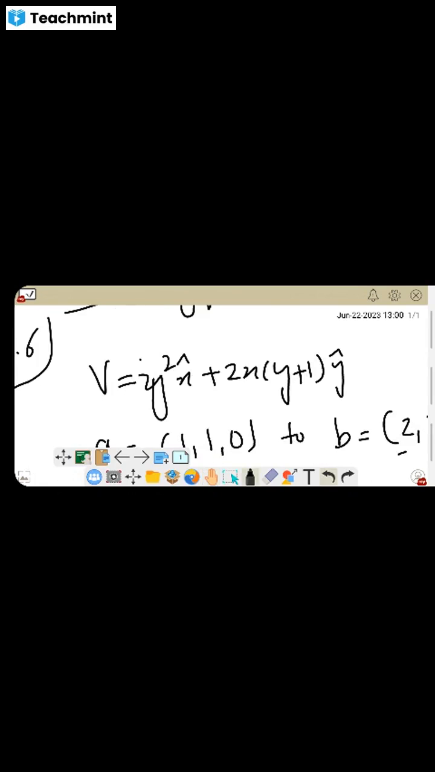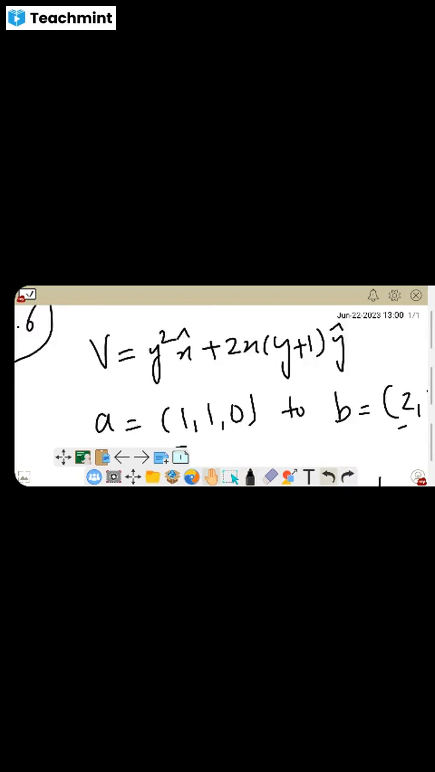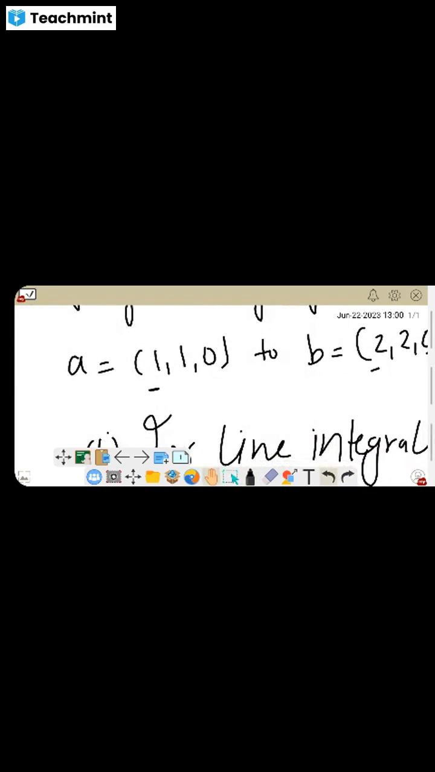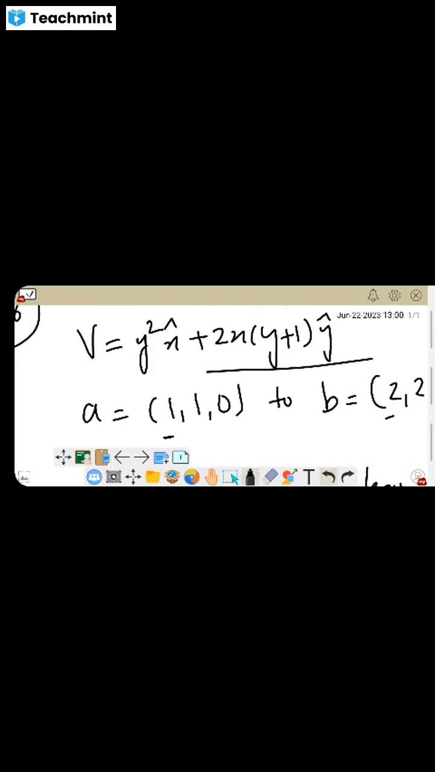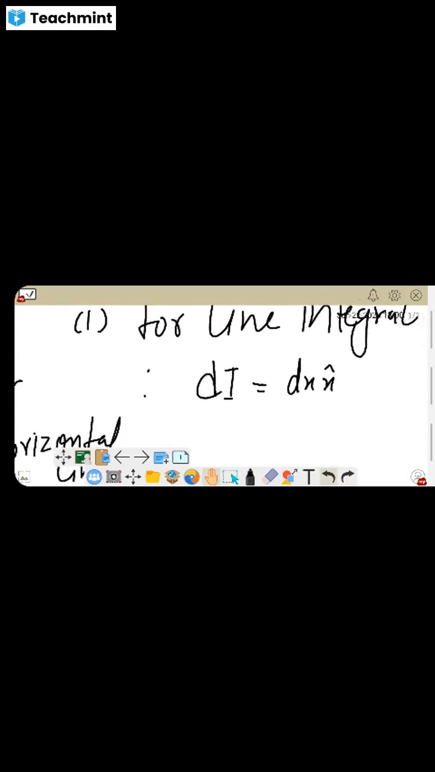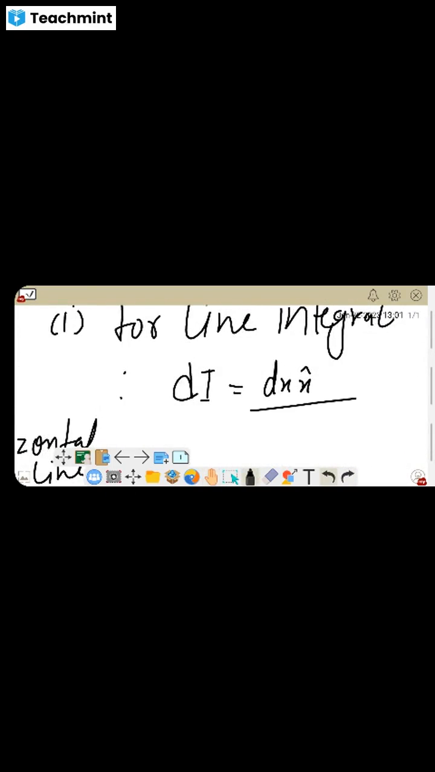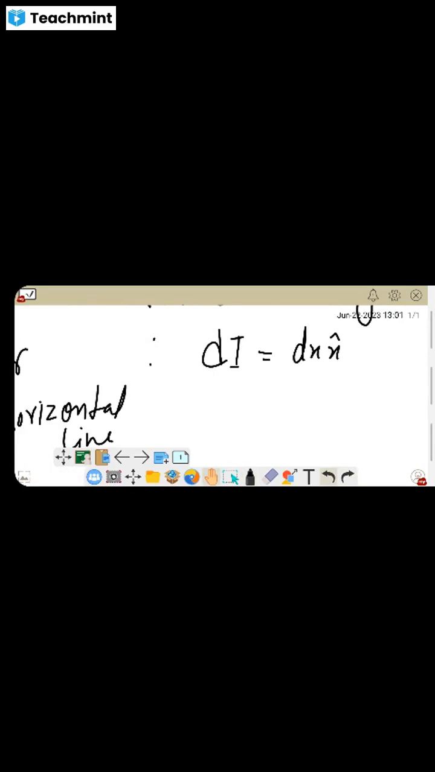Here we have y square. Let me write it a little more clearly, because when we multiply this with this, we'll get 0.